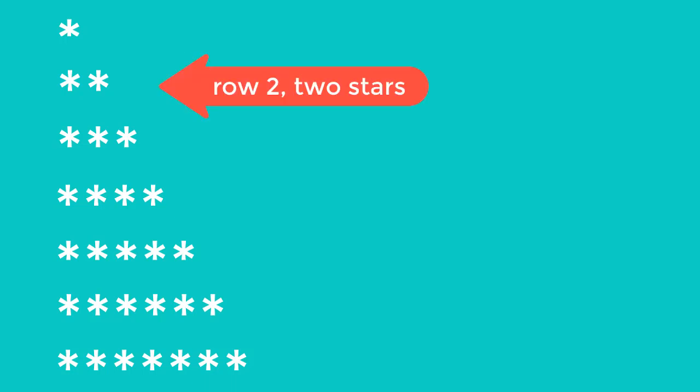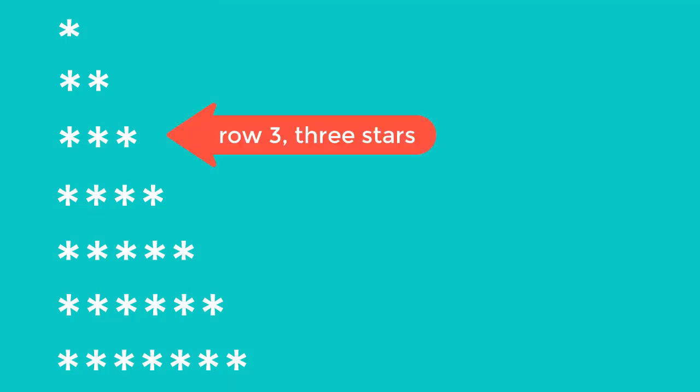Third row, 1, 2, 3, 3 stars. Fourth row, 4 stars. On the fifth row, we have 5 stars. And the sixth row, we have 6 stars. And on the last row, that is the 7th row, we have 7 stars. So what we are seeing here is that the number of stars keeps increasing with the number of rows. That is, as the number of rows increases, the number of stars also increases. That is 1 for the first row, 2 for the second row.